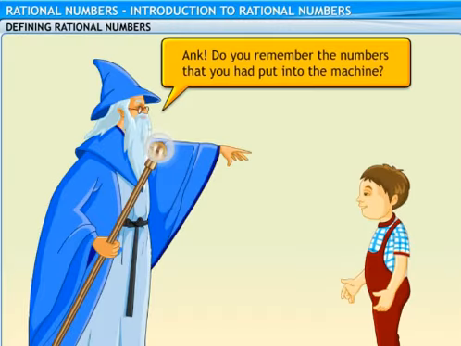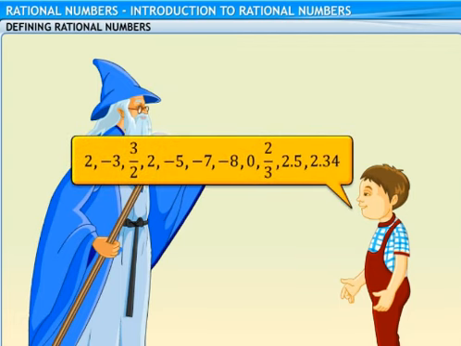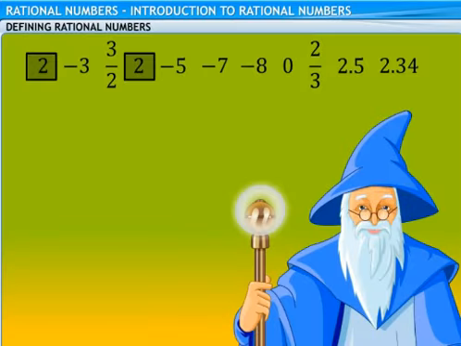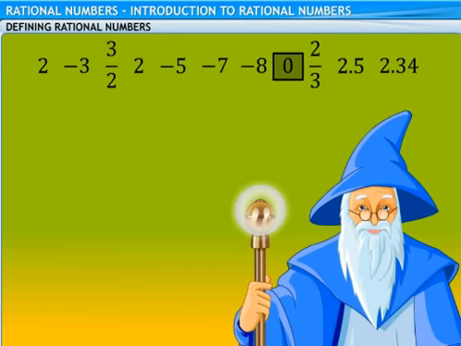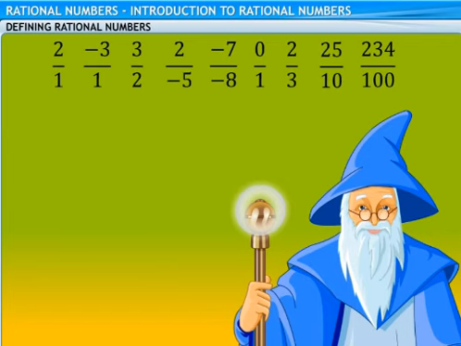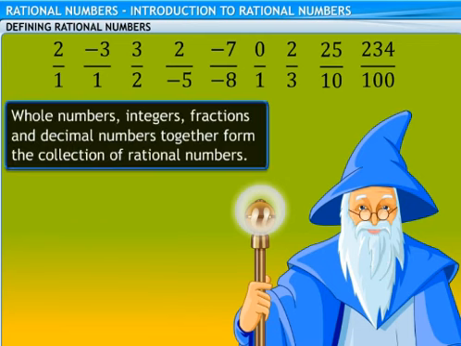Let's check what all numbers Unc had put into the number machine. Looks like Unc had put positive and negative integers, fractions, 0, and decimal numbers as well. All the numbers changed to the numerator divided by denominator form. Just like fractions, whole numbers, integers, and decimal numbers can be written in the numerator-denominator form. These numbers are also rational numbers.